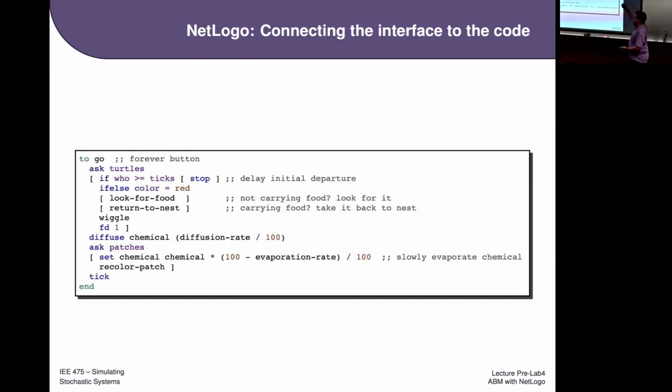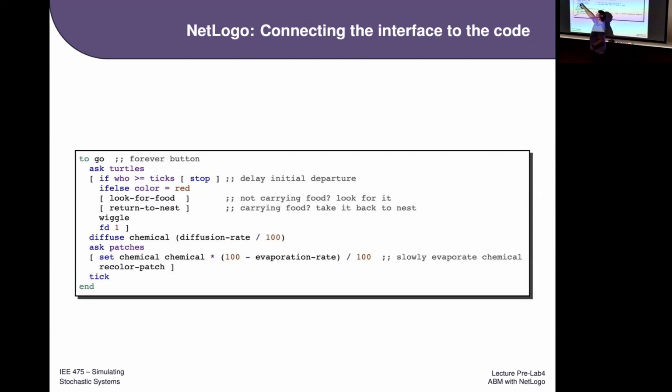So this is what a go button might look like. This might be what runs every iteration. So every time that go runs, it asks every turtle that's been built if its ID is greater than the current time. And if it is, it just stops. And in this case, that will make it so that the turtles gradually trickle into existence.